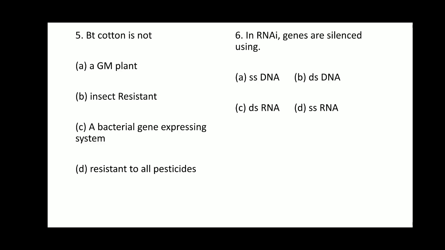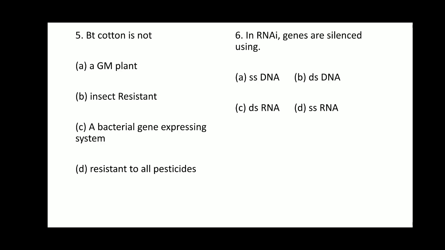Okay, Bt cotton is not insect resistant. No, it has resistance towards a group of insects. And option C, it is not a bacterial gene expressing system. Yes, it is a bacterial gene expressing system because it is going to express the genes that are isolated from the bacteria Bacillus thuringiensis. And Bt cotton is not resistant to all pesticides.